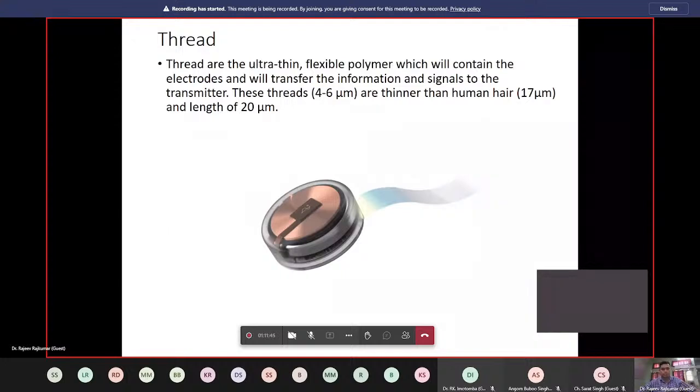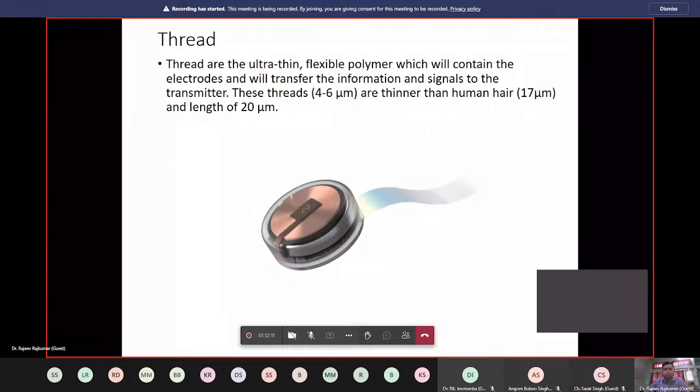So these are the threads. It's very small. It's something like 4 to 6 micrometers, which is thinner than our human hair. And human hair is something about 17 micrometers. And the length is 20 micrometers. These are ultra-thin polymer threads. It's a flexible polymer, which we insert in our brain for collecting the electric pulses from inside the brain so that we can communicate directly with the machine or the hardware.